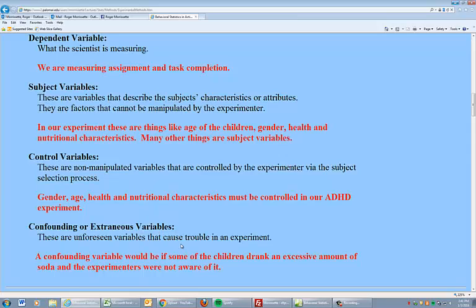These are any of the variables that could disrupt your study. A confounding variable would be if some of the children drank an excessive amount of soda and the experimenters weren't aware of it, something like that. Anyway, these are the main variables associated with an experiment.